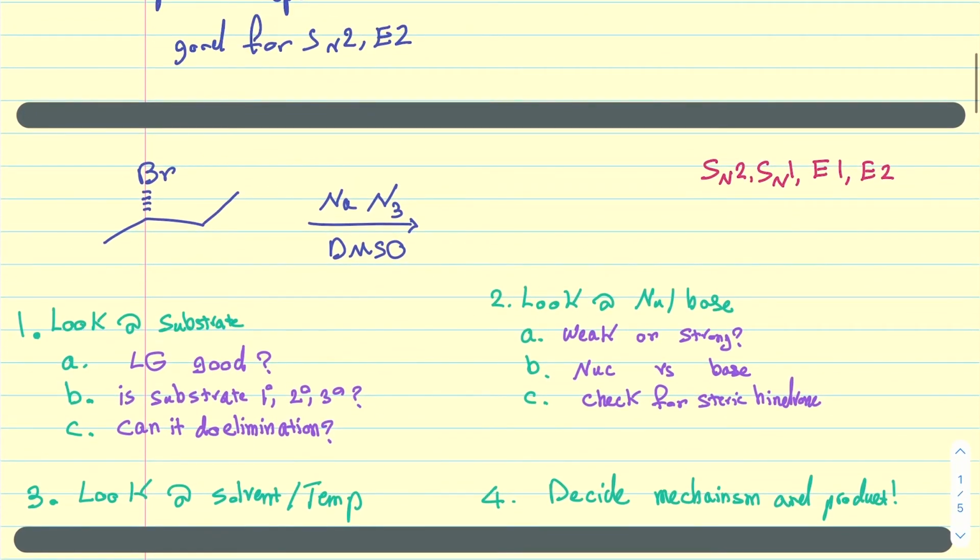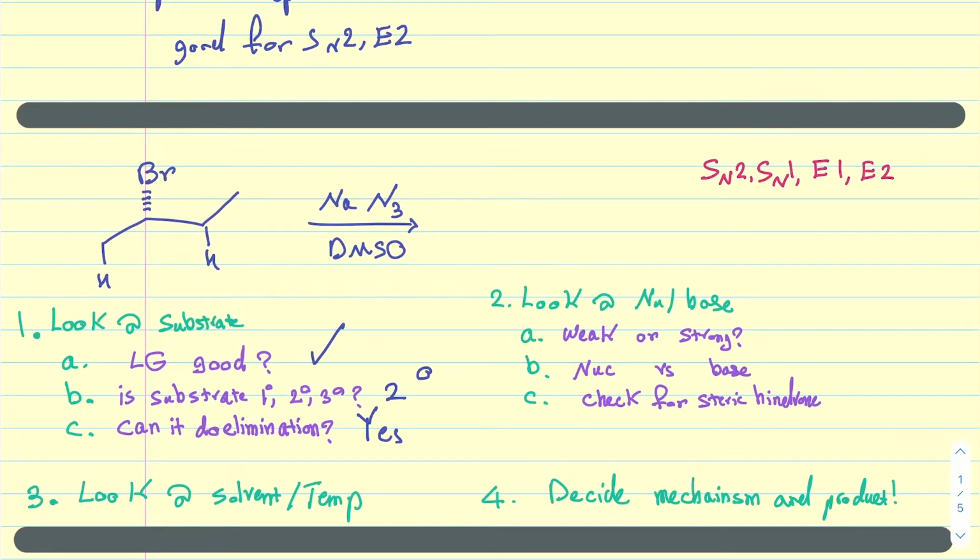Okay, this is the next reaction. So it does have a good leaving group, no problem there. The alkyl halide is secondary. Can it do elimination? Yes, it does have alpha hydrogens. So we cannot eliminate any mechanism really. Secondaries can do SN2s, E2s, SN1s, E1s. So we don't really learn anything from there.